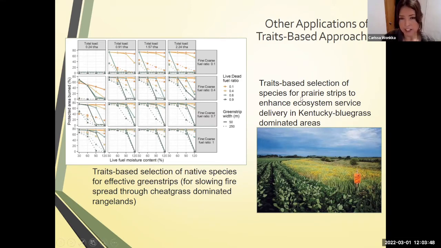And then also starting a collaboration with Drew Scott and Mandan to look at traits-based selection of species for prairie strips between row crops. And this is to increase ecosystem services. So they want to plant a lot of pollinator species in here, slow some of the runoff and erosion, but it's in a Kentucky bluegrass dominated area. So the fear is that these prairie strips will be seeded and then Kentucky bluegrass will just take over. So we're looking at what kind of traits-based selection for the grass species we can do that might slow the Kentucky bluegrass invasion into these areas.